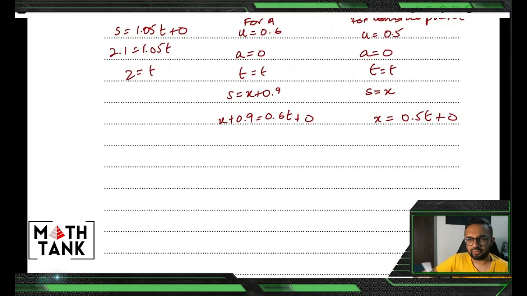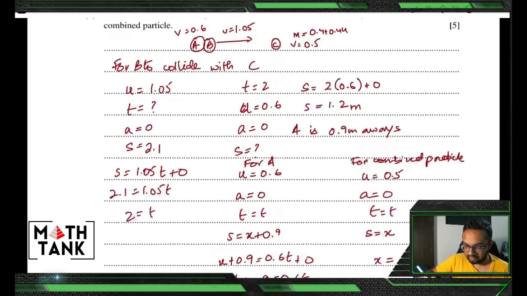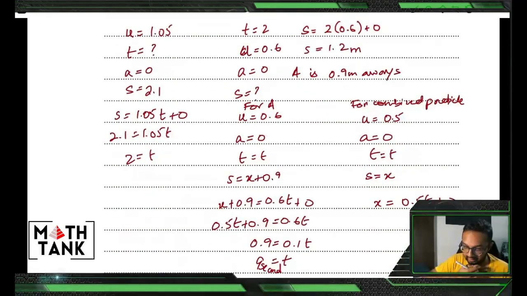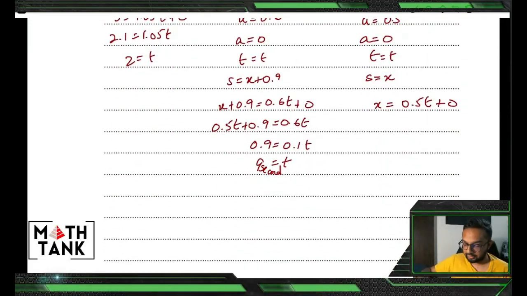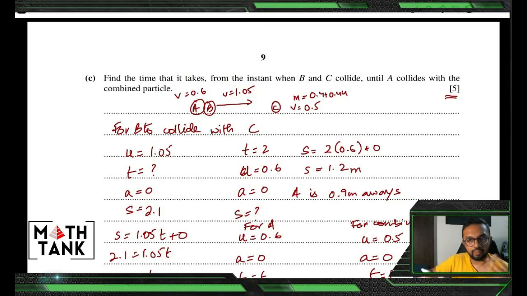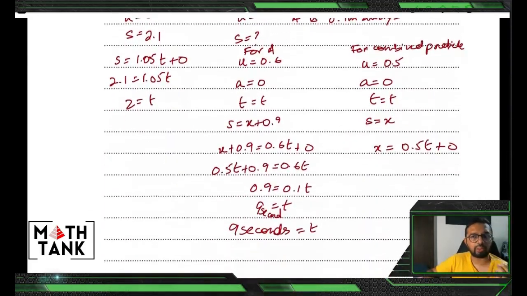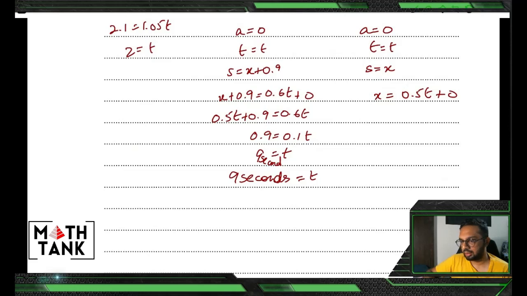Because half at squared is 0, so I just write 0. So I have 0.5t plus 0.9 equals 0.6t. 0.9 equals 0.1t. t equals 9 seconds. What is the question asking you then? Find the time that it takes from the instant when B and C collide. So it takes 9 seconds to collide. So you see these questions are getting tougher for momentum as well. You need to think a little about what's happening and where those particles are positioned. You won't get 5 marks just for using conservation of momentum. That's a 2-mark question, so make sure that you think about your answers.